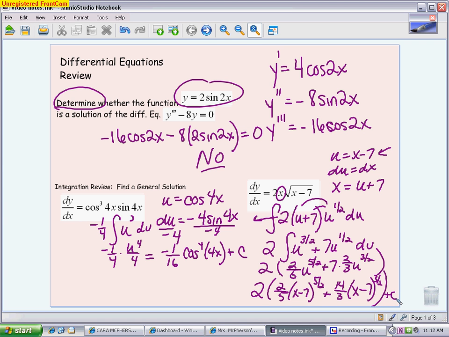If it was a multiple choice test, the only change in what you might see is you might see that 2 distributed. So you may see it as a 4/5 instead of a 2/5, and you may see it as a 28/3 instead of a 14/3. Other than that, you're not going to see extra pieces done as far as simplifying on a multiple choice test.